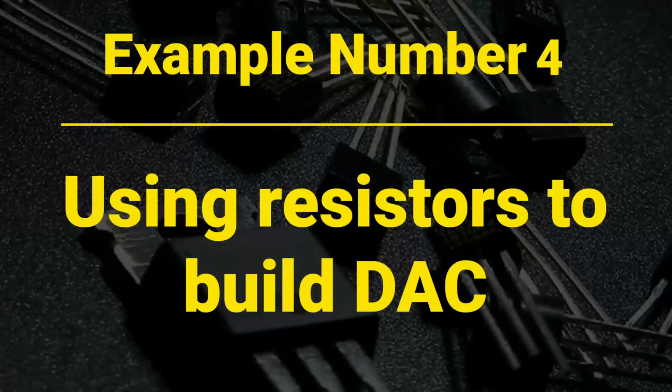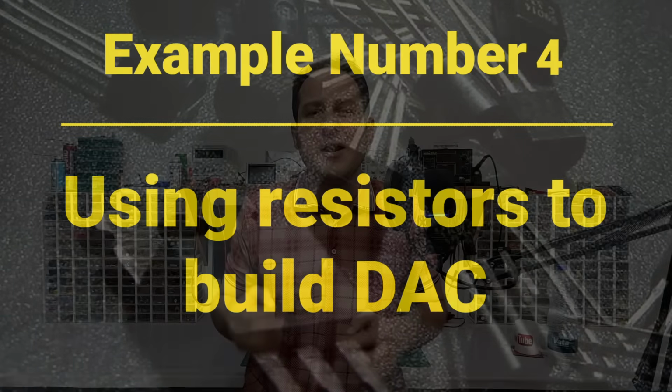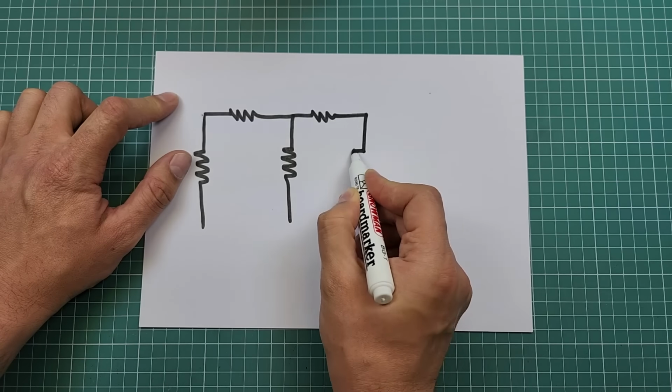Example number 4, using resistors to build a DAC. One of the fantastic applications of resistors is to use them to convert digital data to analog voltages. You may wonder how it is possible. I'll explain. Let's see the example.